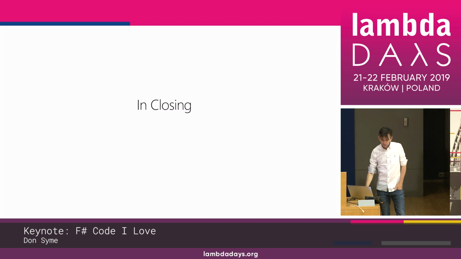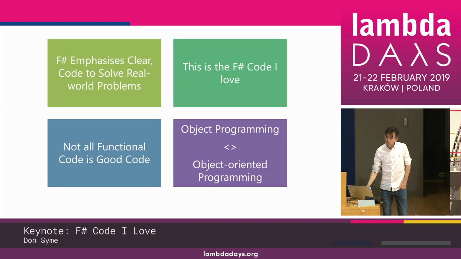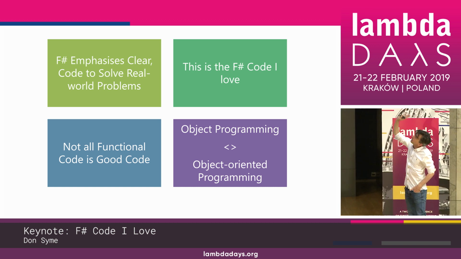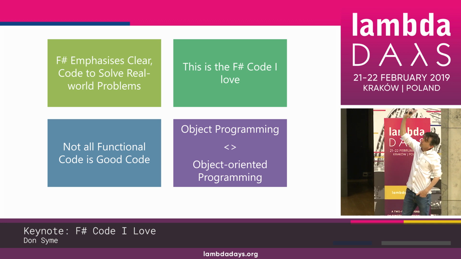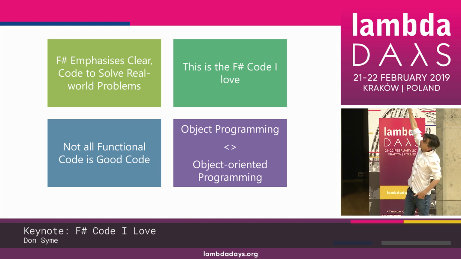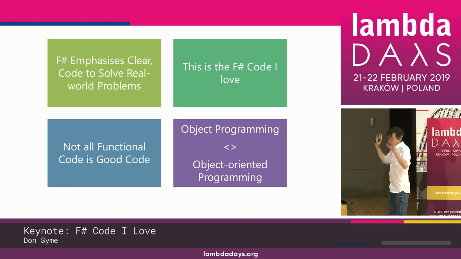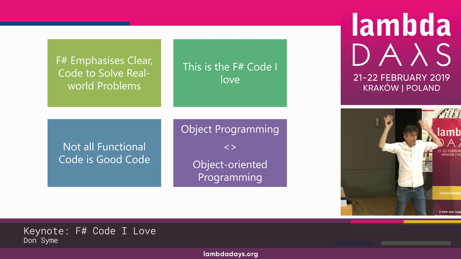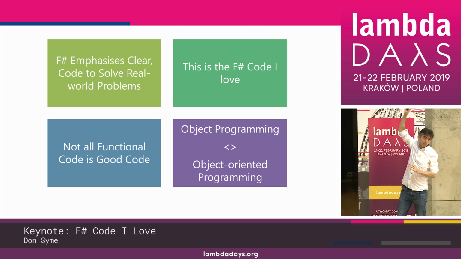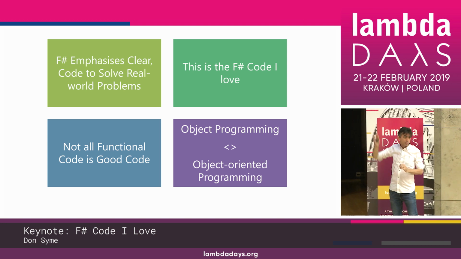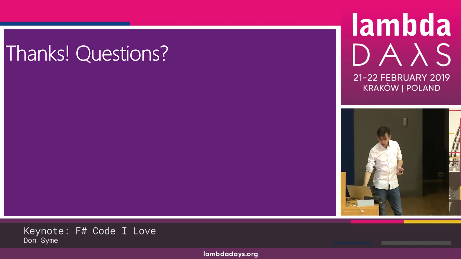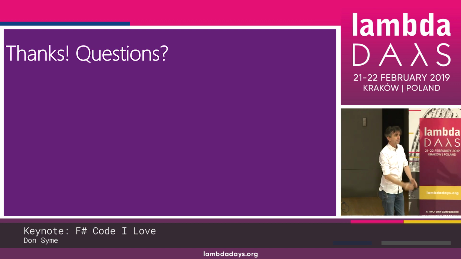I'll skip those. Okay, so just to close, F# emphasizes clear code to solve real-world problems. That's really the essence of the design. Code that does that is the code that I love. And just those two balancing points: not all functional code is good, and object programming has many positive virtues, but you don't have to embrace all of object-oriented programming, either in your practice or in your design. And that's it. Thanks very much for having me.